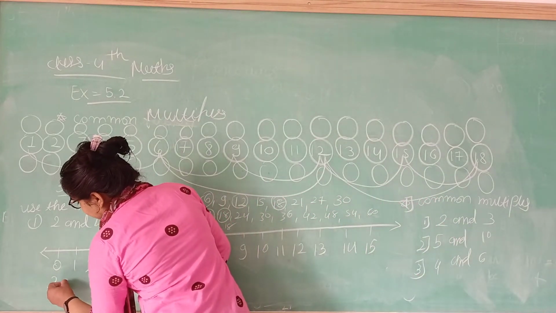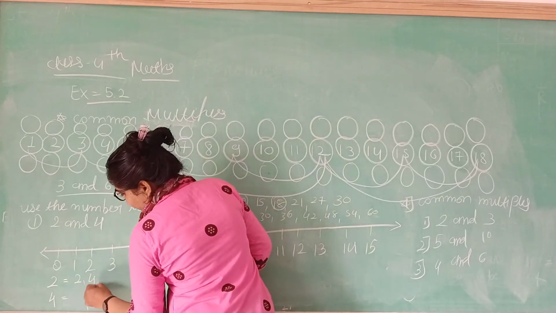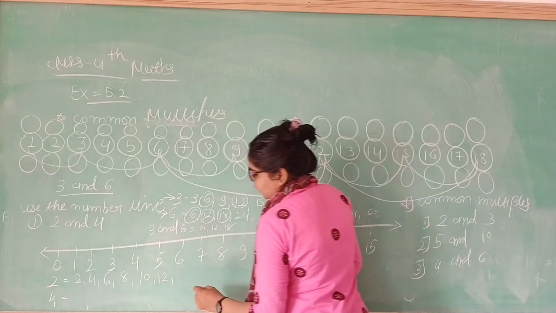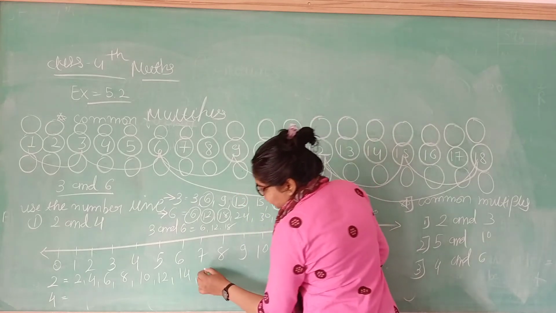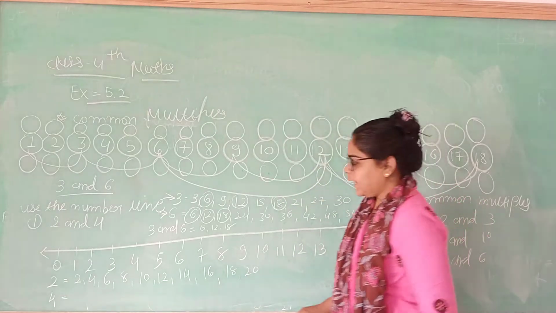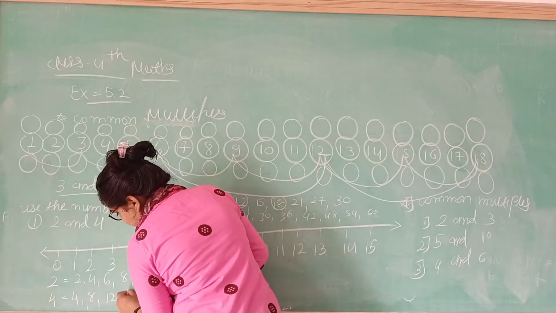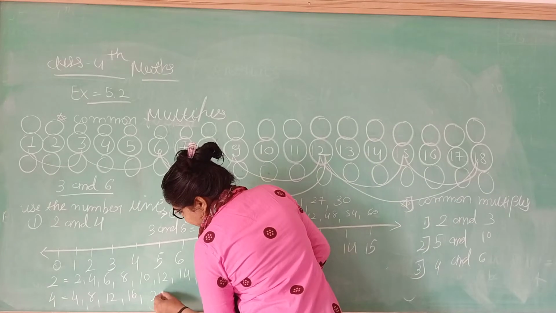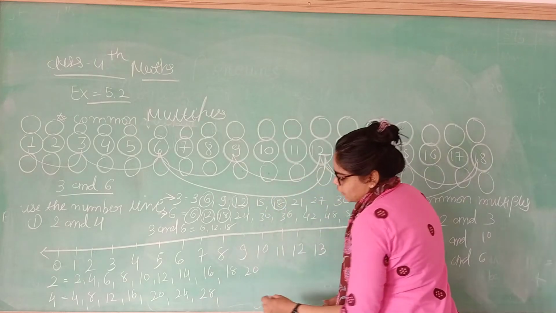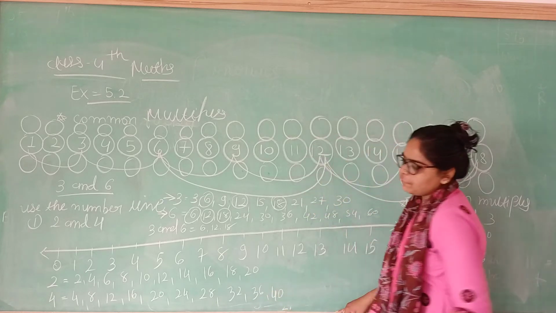Those are 2 multiples and 4 multiples. So 2 multiples means 2 ones are 2, 2 twos are 4, 2 threes are 6, 2 fours are 8, 2 fives are 10, 2 sixes are 12, 2 sevens are 14, 2 eights are 16, 2 nines are 18, and 2 tens are 20. Then same thing, 4 ones are 4, 4 twos are 8, 4 threes are 12, 4 fours are 16, 4 fives are 20, 4 sixes are 24, 4 sevens are 28, 4 eights are 32, 4 nines are 36, and 4 tens are 40.